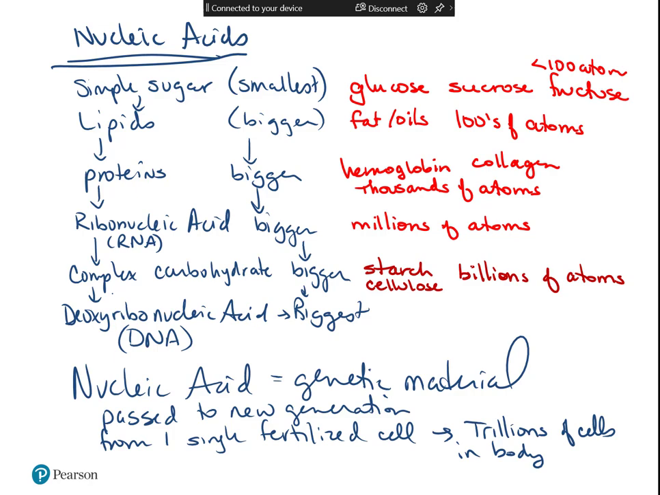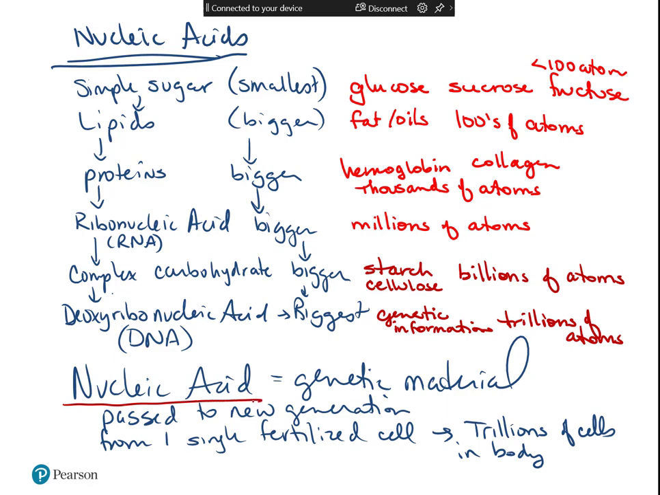But that still doesn't hold a candle to DNA. DNA is in the trillions, like hundreds of trillions. So it's huge in comparison to all the other molecules when you think about water and salts, then sugars, then you build up to the lipids and proteins. Then you have the complex carbohydrates, but DNA is bigger than all of them combined. We're talking about our genetic information. And it is literally trillions of atoms in size for one molecule of DNA.